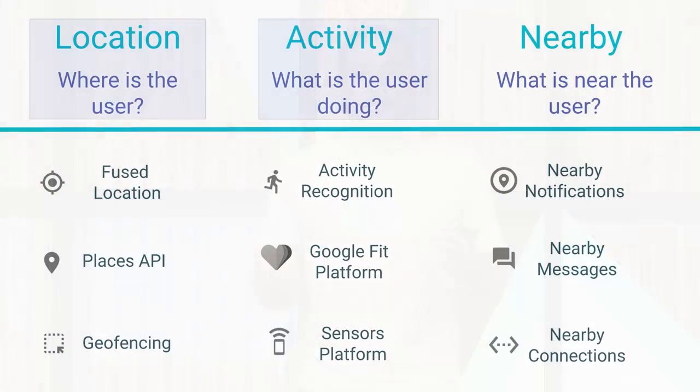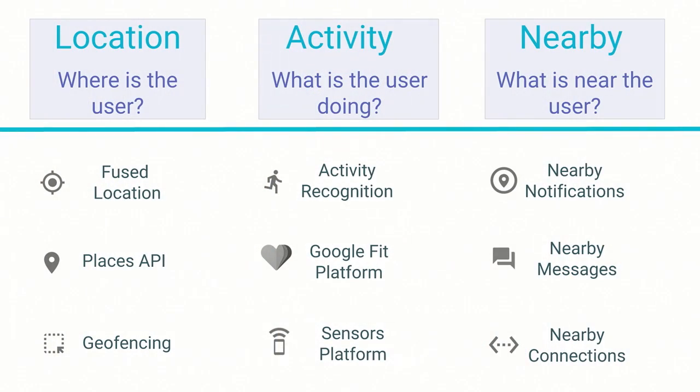I'm in Starbucks. For activity, we need to answer, what is the user doing? Are they walking, running, on a bike? And for nearby, we need to answer, which devices can I connect to? Which Chromecast devices are nearby?